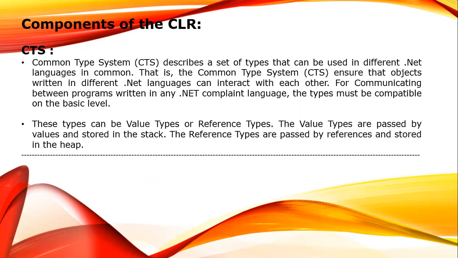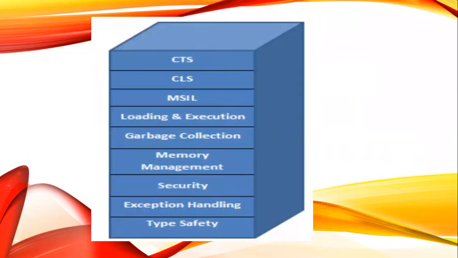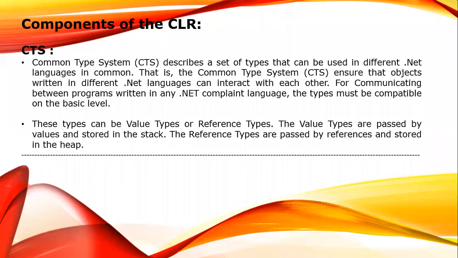For communicating between programs written in any .NET compliant language, the basic criterion is that it has to be a .NET compliant language. It is not the case that a language which is not .NET compliant can be used directly. These values can be value types or reference types. We will study this in upcoming lectures.